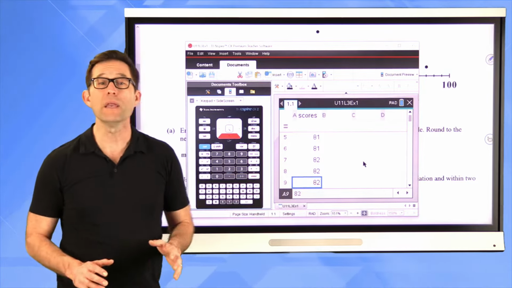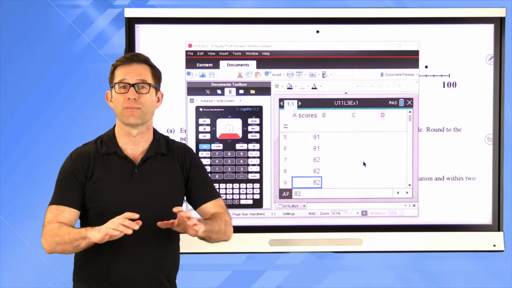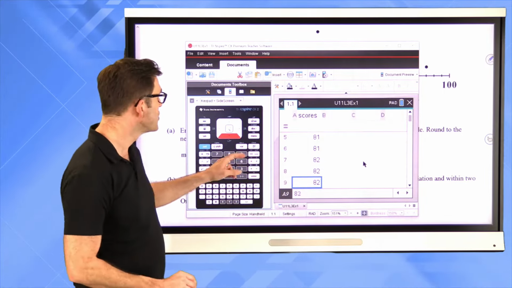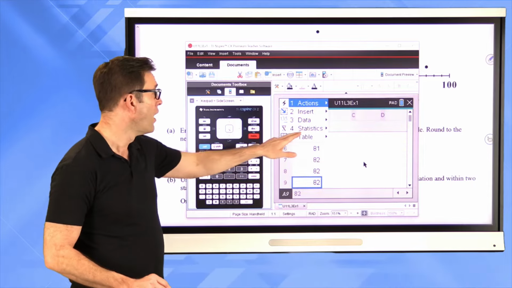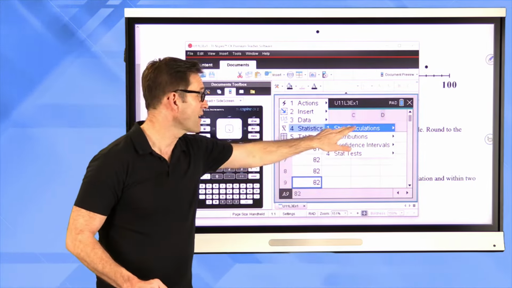Now, I want my mean and my standard deviation. That's all I need from this data set. I don't need my quartiles or my medians or anything like that. So I'm going to hit Menu. I'm going to go to my statistics option. I'm going to go to stat calculations.